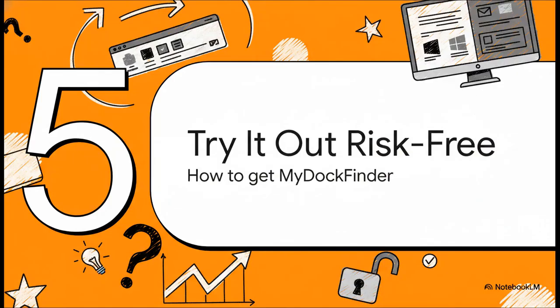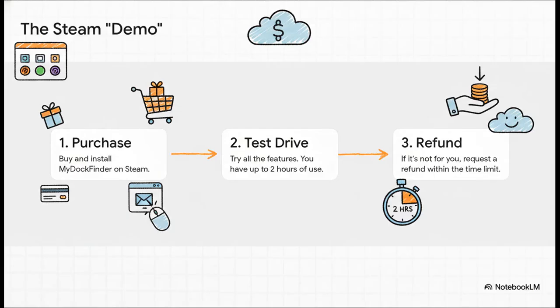So if all of this sounds like something you're dying to try, you're probably wondering, okay, how do I get it? Well, there's actually a really clever, totally risk-free way to take it for a spin. The software is available right on Steam, and you can actually use Steam's own refund policy as a kind of unofficial demo. Here's how it works. It's super simple. First, you buy and install it. Then you've got up to 2 full hours of runtime to play with everything, test it all out. If you decide it's not for you within that 2-hour window, you can just request a full refund, no questions asked. It's a fantastic way to see if it really fits your workflow before you commit.